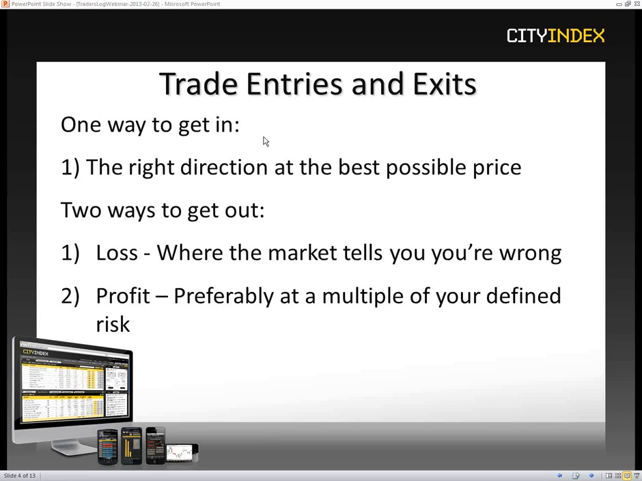So the two ways to get out: number one is at a loss, number two is at a profit. When I say preferably at a multiple of your defined risk, what exactly does that mean? Well, that means ideally your profit should at least equal or preferably exceed your defined risk. Unless your win ratio is so high that you don't need to do this, for most traders I would advise keeping your reward or profit target at least as large as your risk or your stop loss. So that's my general approach to trading entries and exits.